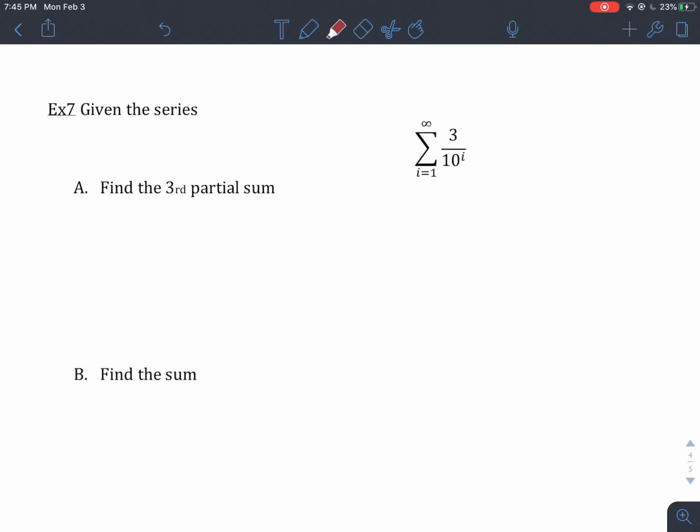So this last example, and I'm not entirely sure why it says example 7, but this last example here, we're actually going to be able to find the sum, and hopefully you'll understand how we did that. It's going to make a little bit more sense than the one we just did. But we're going to start with the third partial sum first. So I'm going to rewrite my summation notation. This time my i is going to go from 1 to 3, because I want that third partial sum of 3/10 to the ith power.